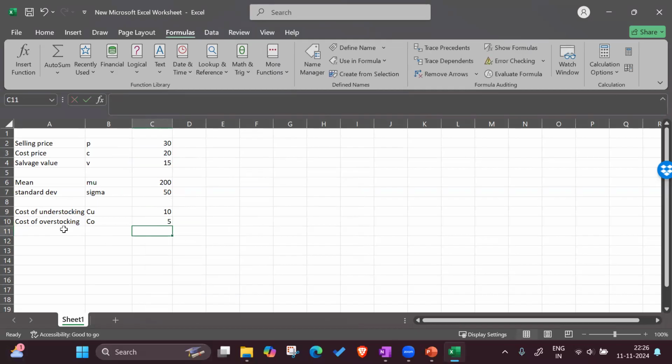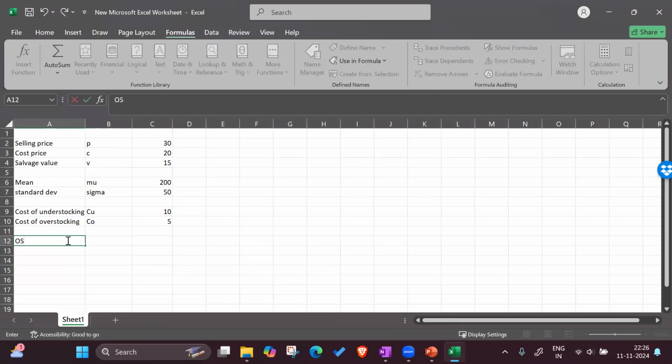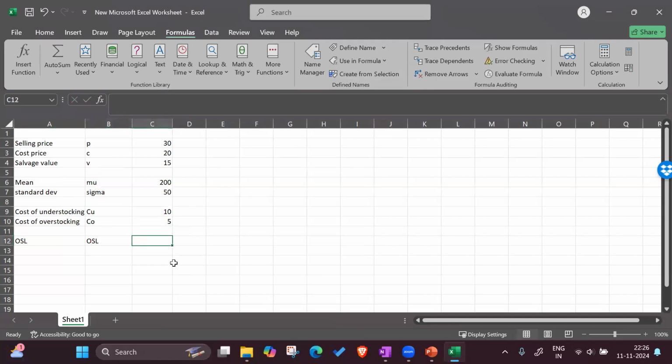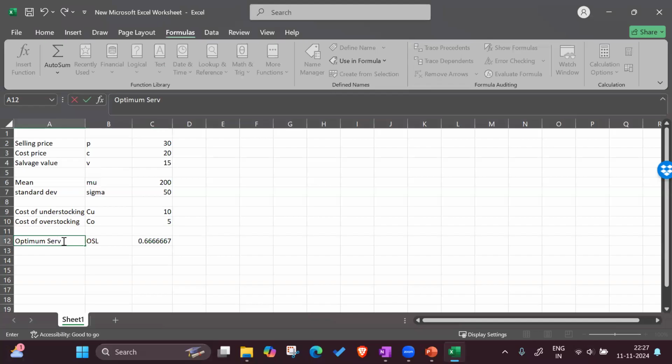Right? So this is the cost of overstocking, cost of understocking, and we then have the optimal service level that we calculate, which we are representing using CO divided by CO plus CO. That is giving me the optimal service level. So this is my optimal service level.